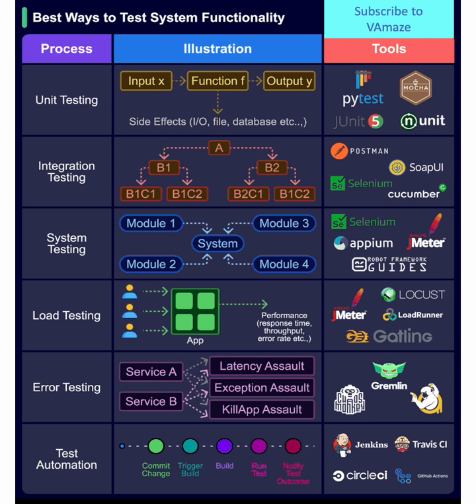Function, the isolated code component being tested. Output, expected results that validate correct behavior. Side effects, monitoring for unintended consequences like file modifications, database changes, or I/O operations. Key tools. Popular frameworks like PyTest for Python, JUnit for Java, and Mocha for JavaScript make unit testing accessible and efficient. These tools provide assertions, test runners, and detailed reporting capabilities.